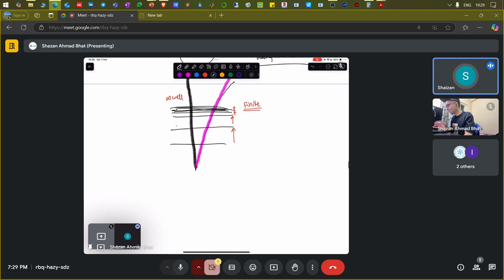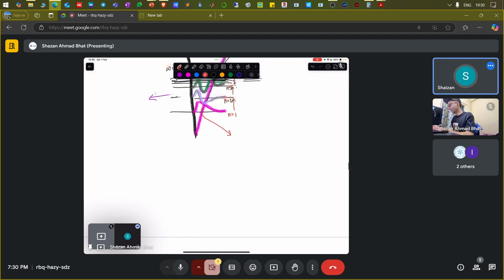of the wave function towards the left side. There will be no penetration of the wave function, and the wave function will look like this, and this, and this, and here it will look something like this. So this is n equals 1, n equals 2, n equals 3, and so on. So what is this wave function representing now?